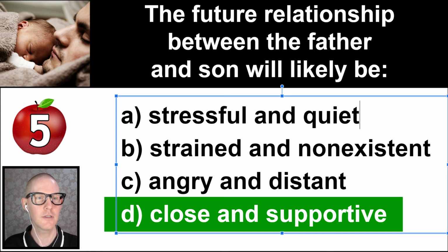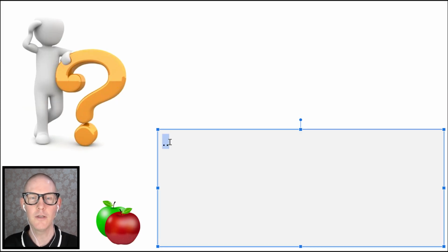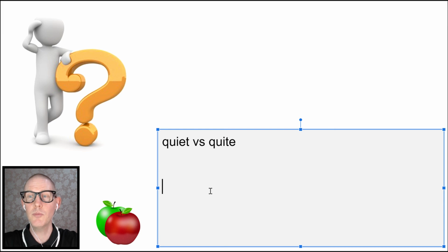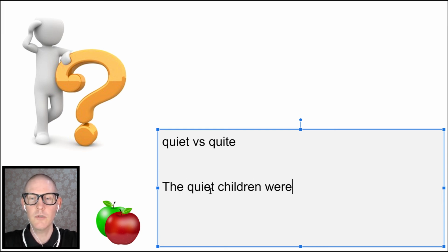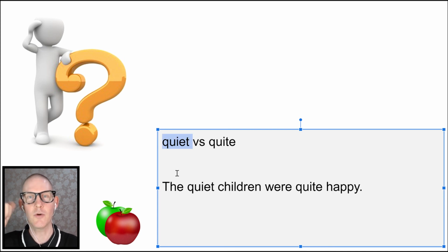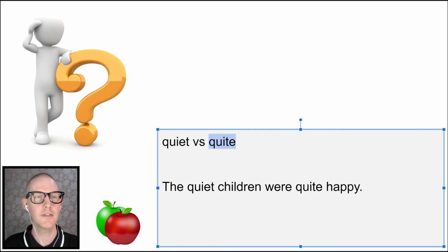Let's see. Here, I can type it here. So we have quiet versus quite, right? I'll make a sentence with both. The quiet children were quite happy, right? So in other words, the children that weren't making any noise were very happy, right? So that's quiet versus quite. Quiet has 2 syllables. Quiet. Quite has 1 syllable.